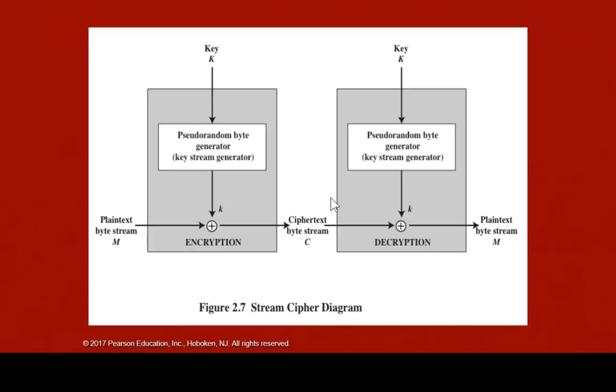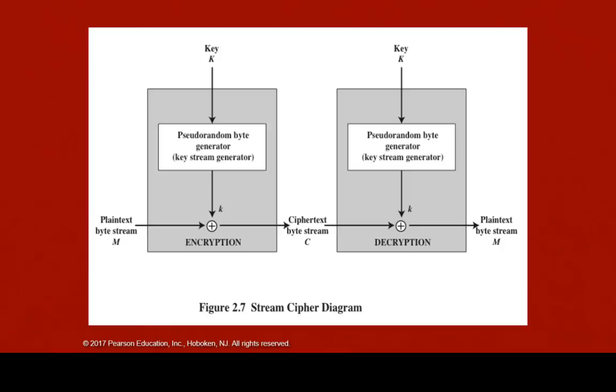Stream cipher diagram. A typical stream cipher encrypts plain text 1 byte at a time, although a stream cipher may be designed to operate on 1 bit at a time or on units larger than a byte at a time. The figure is a representative diagram of stream cipher structure.